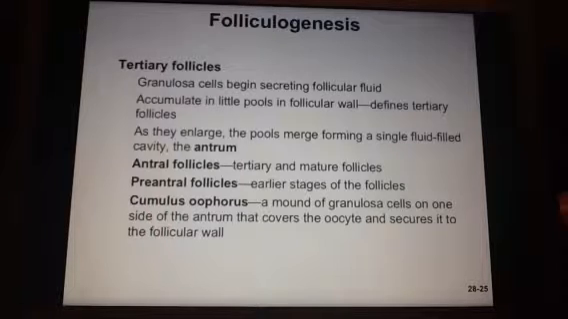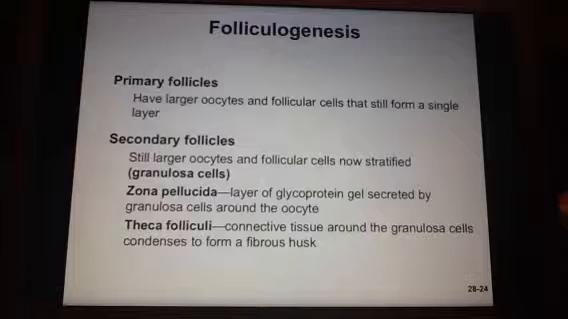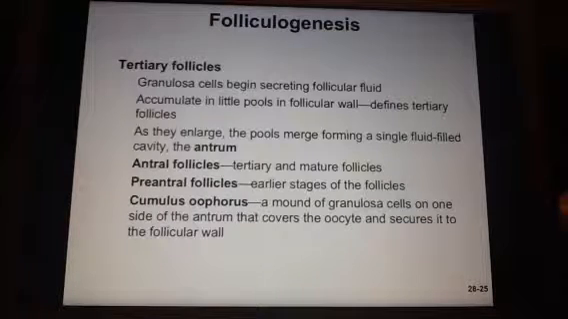Again, I'm not really picky about you knowing about granulosa cells or these different zones. I'm really not that picky. We've got a lot going on this week.